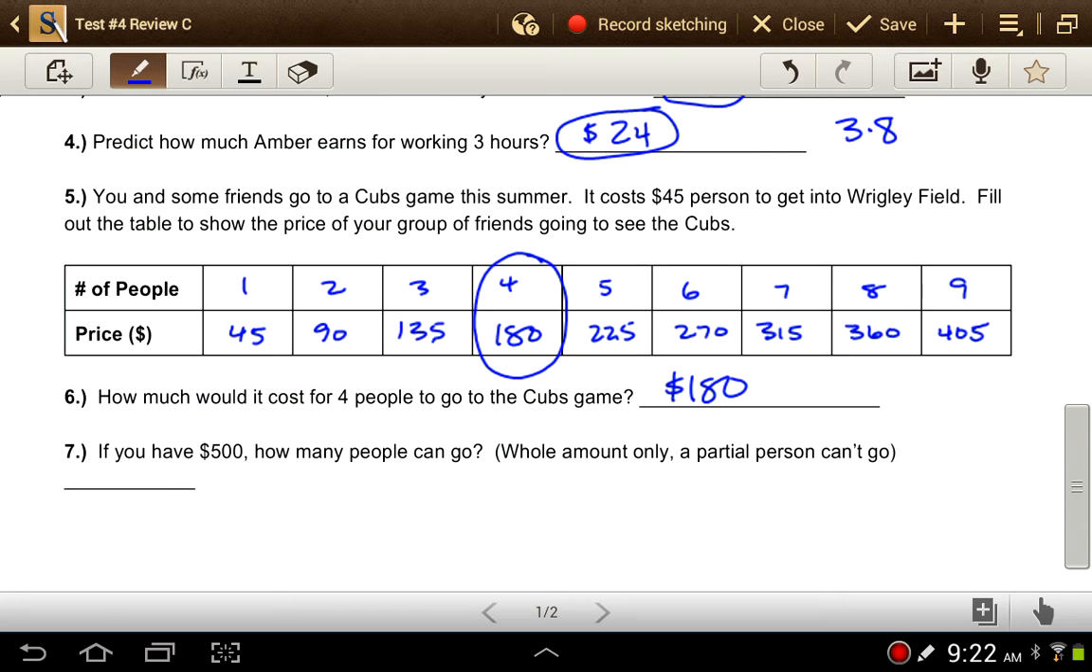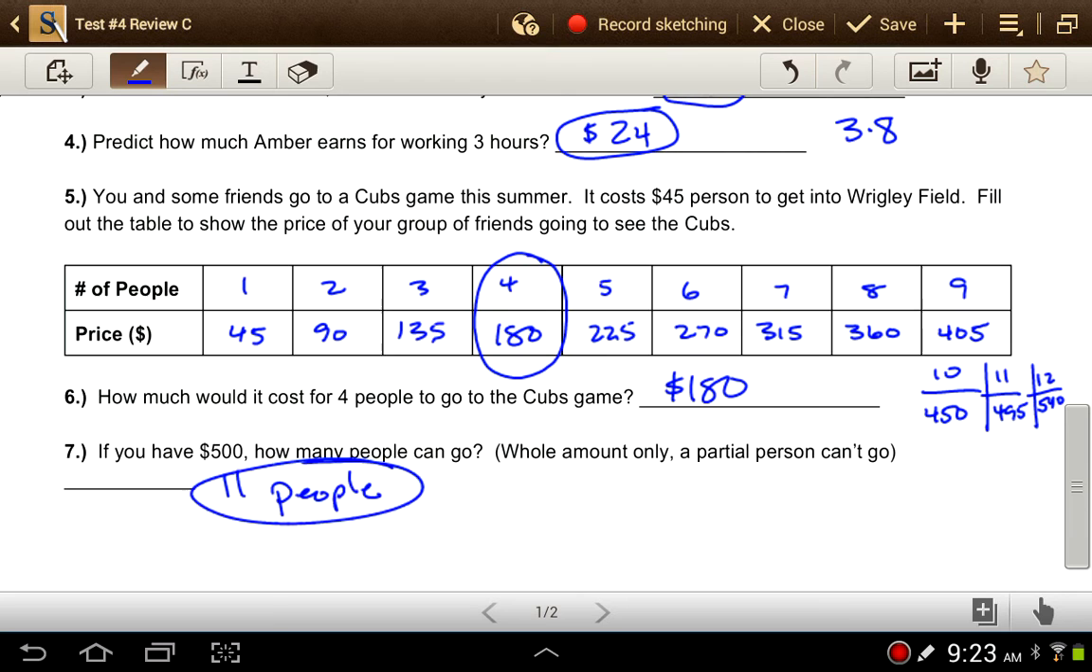Okay, if you had $500, how many people can go? Well, my chart doesn't go up to 500, so I'm going to continue my chart. So that's going to be 10, and then I would do 450, and then 11 would be 495, and 12 would be 540. Okay, so if I only have $500, I can't bring that 12th person because that's more. So that would be 11 people. Okay, so I could bring 11 people to the game if I had $500. All right, and I just continue that chart. Also could have divided 500 by 45 and then rounded down.